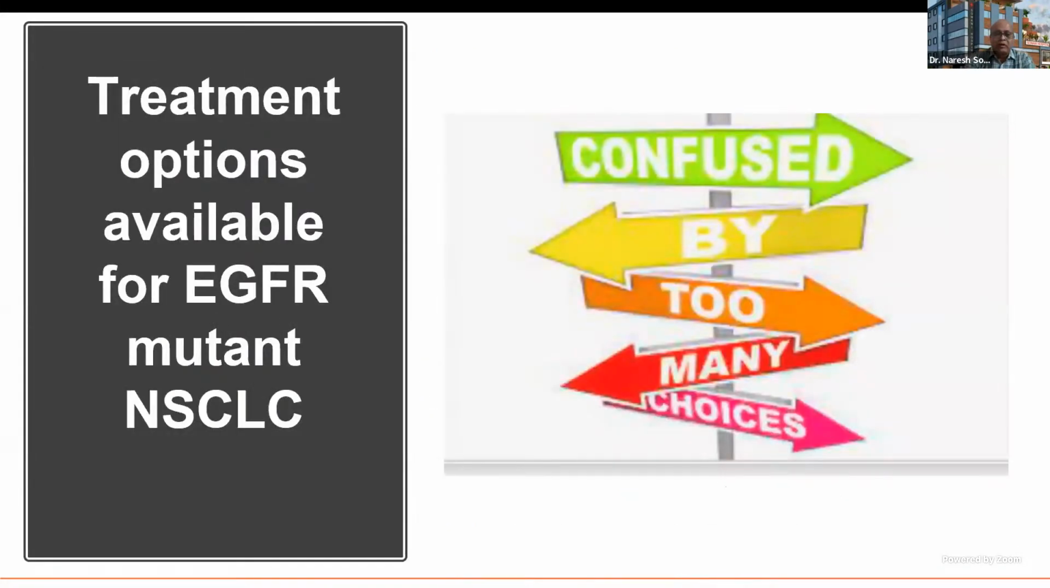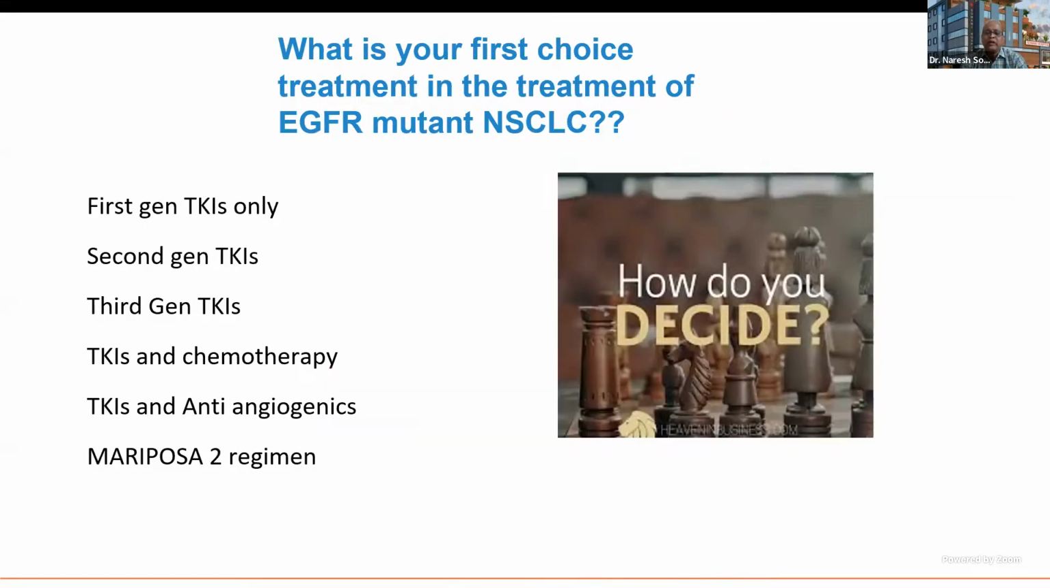What I will say is that the various treatment options available in this field are now expanding beyond the single agent TKI. So there is more confusion, so many choices. So you need to be very, very wise in choosing your patient.